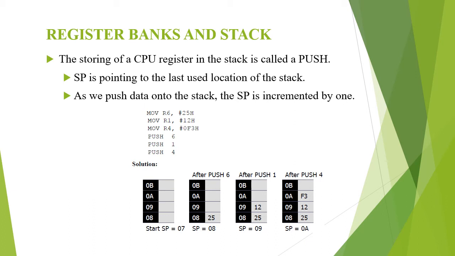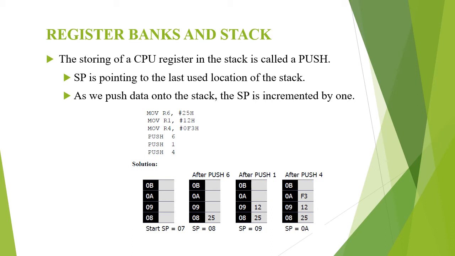When that instruction gets executed, the SP will now be pointing to the location 08H, that is SP equal to 08, and the push 6 operation will result in the value of R6, that is 25H, being moved to the location 08, which is currently pointed to by the stack pointer. So in the location 08H, we'll get the value 25H, which is the content in register R6.